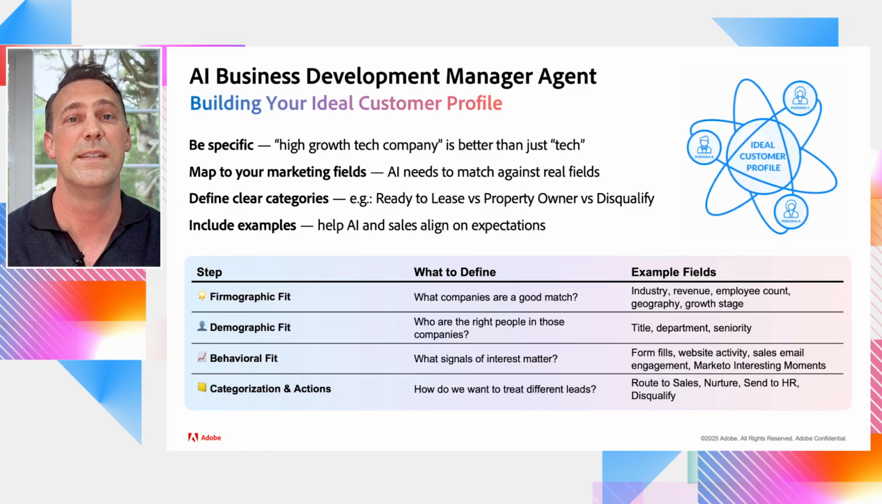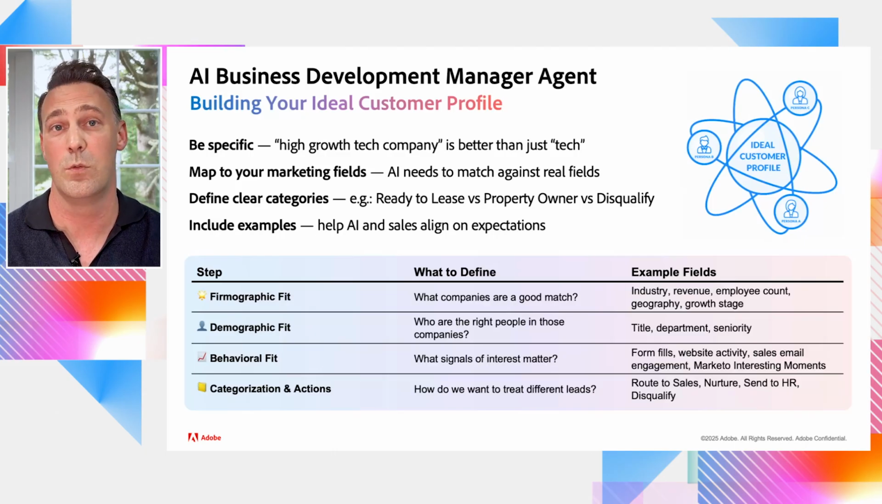Here, we map the data to specific fields so that we are on the same page as our AI agent about what data we are evaluating. We include behavior signals so the agent can evaluate intent, not just demographics. That's high intent form fills, repeated property search activity, and Marketo interesting moments like downloading a report or engaging with a key sales email. And finally, we define lead categories that match our sales playbook. Things like potential buyer, property owner, or potential seller. And for maybe job seekers, we'd have HR leads.